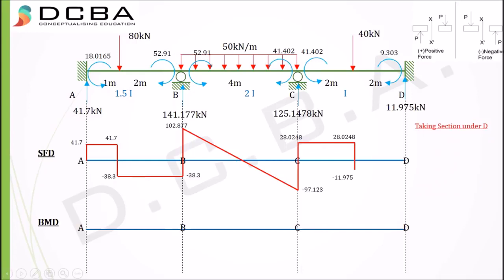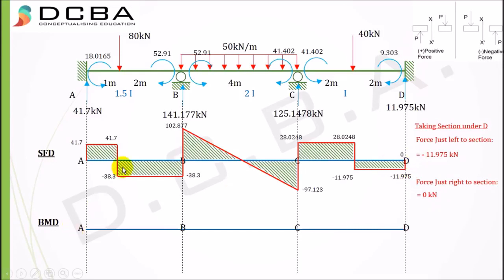Then taking a section under D, just to the left of D, we'll be considering the right part of the beam as there is only one force which is upwards, so it is minus 11.975. Taking a section just to the right of it, it goes basically outside the beam and hence there is no force there, therefore it is equal to 0, and we plot 0 as well. This is my shear force diagram for this particular problem.